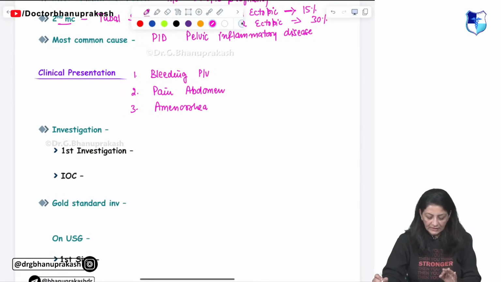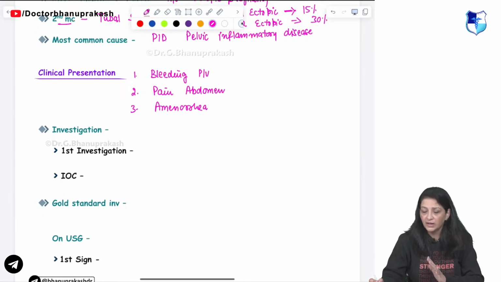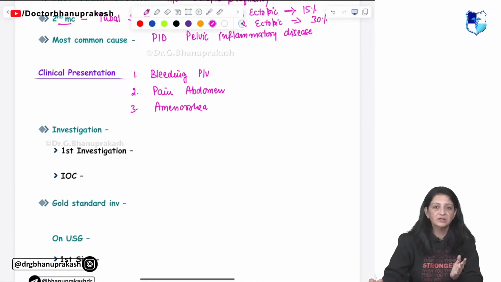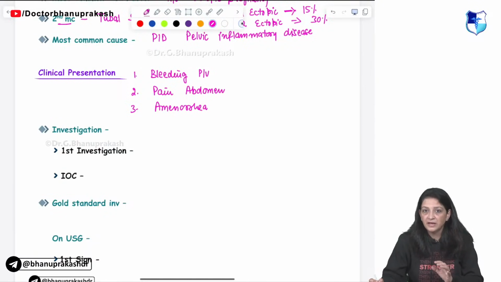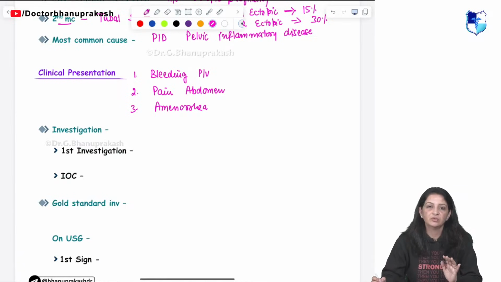So this is the clinical presentation of ectopic pregnancy. Ectopic pregnancy is of 2 types, ruptured and unruptured. In case of unruptured ectopic pregnancy, there could be a rupture, but in case of ruptured, the patient will come with a complaint of severe pain abdomen, with hypotension, with tachycardia, with the features of shock. Bleeding PV, second one, pain abdomen due to stretching of the tube, and amenorrhea.